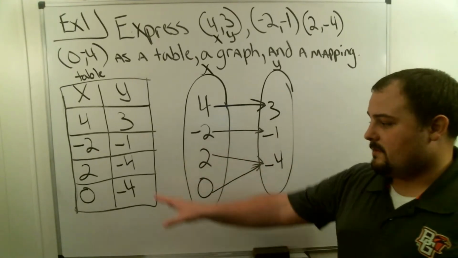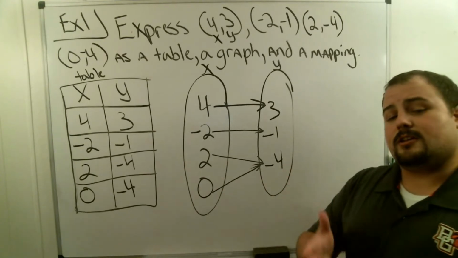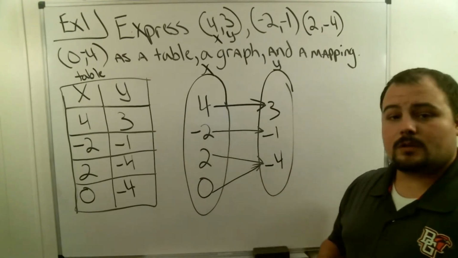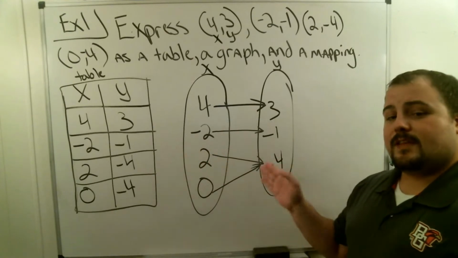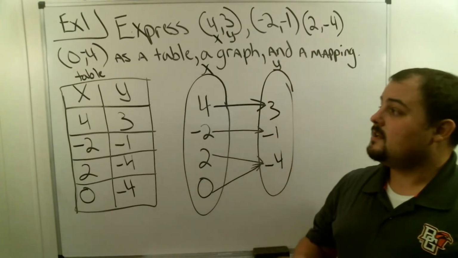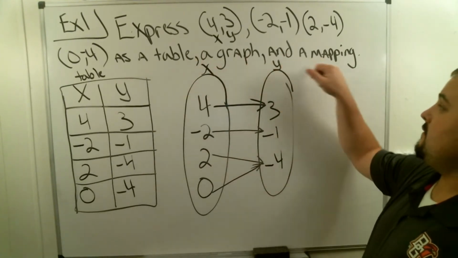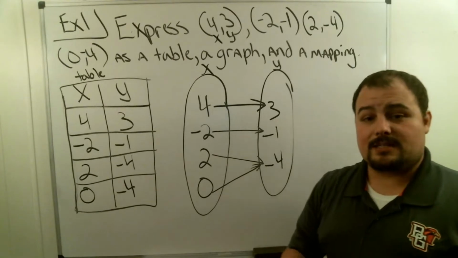Now, if you have a repeating number, like we had -4 come up twice, you only have to show that both numbers go to that number 1 time each. So this is a table, and this is a map. The last thing we have to do is take these coordinates, which we wrote as a table, and as a map, and now we have to make this a graph.